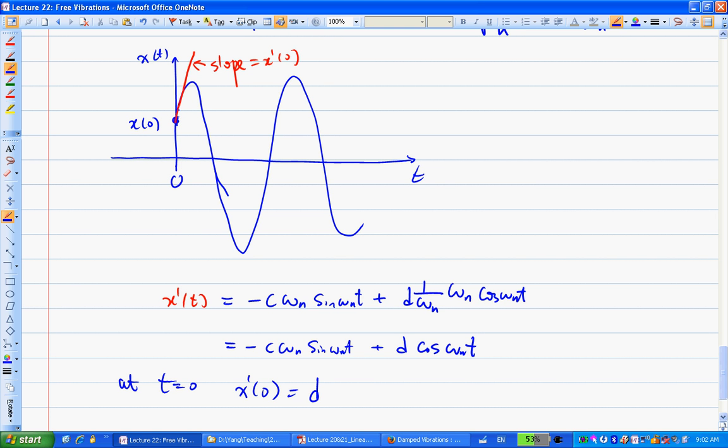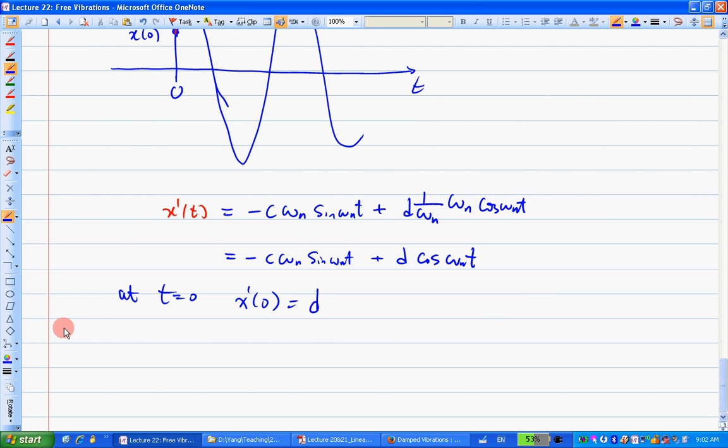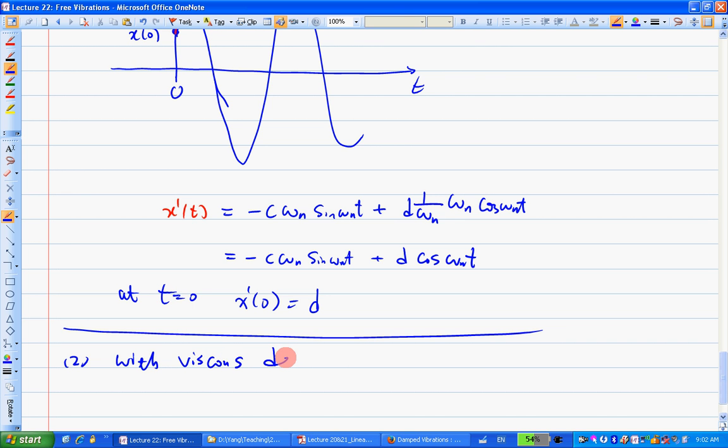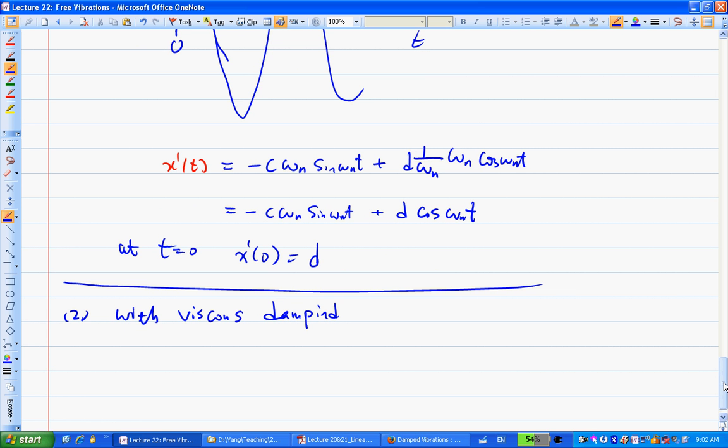Good. So that's when you look at the response of a system. Then you would be able to identify a few of these facts here. So that's free vibration. This is actually a simple one, an undamped response. The second one here is free vibration, but now with viscous damping. So basically, it's a damped vibration now.